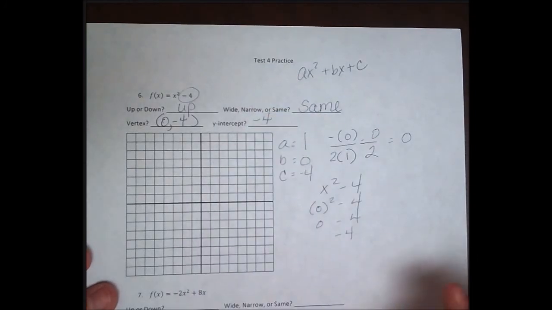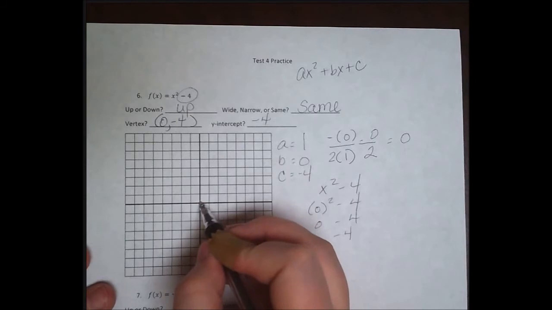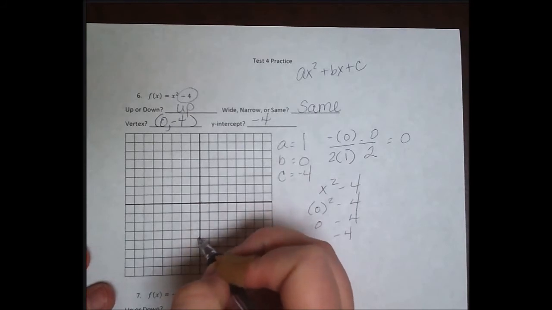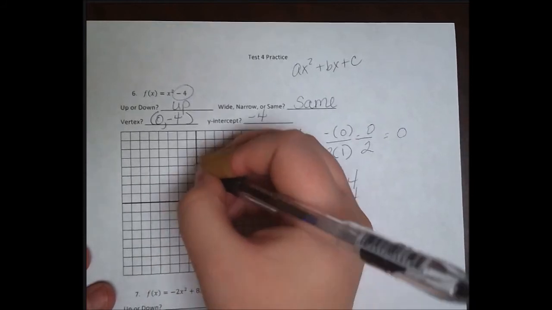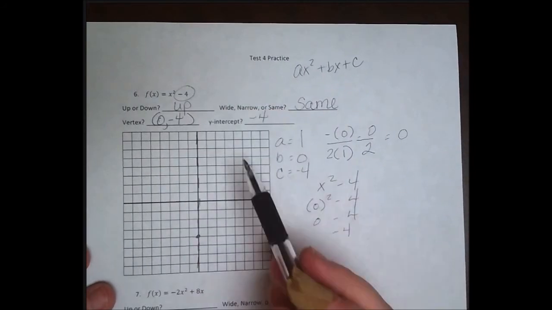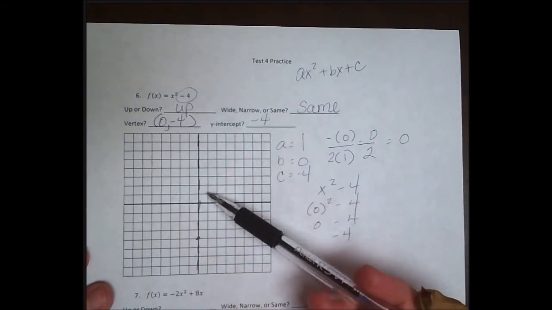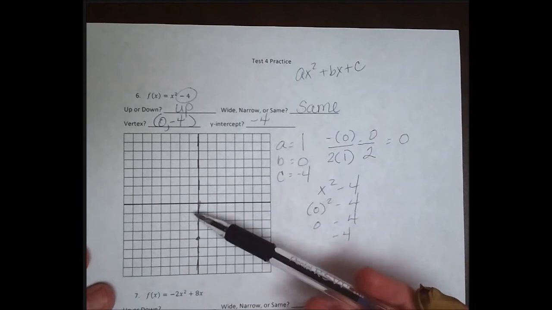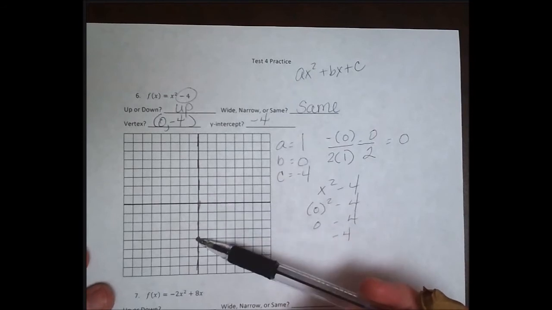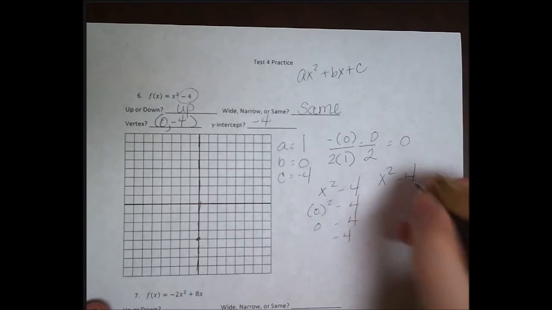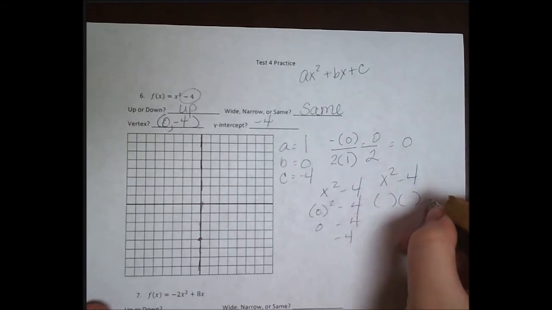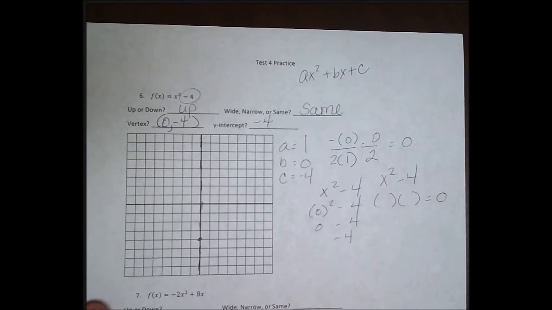Okay, so the first thing you should do is graph your vertex. So you go 0 left to right and down 4. You can draw your axis if you want to. Your y-intercept is also negative 4. That poses a problem for us because now our vertex and our y-intercept are the same point, so there's nowhere to count. So we have to use a different method for graphing. We have this x squared minus 4. What we can do is factor it, set it equal to 0, and solve.